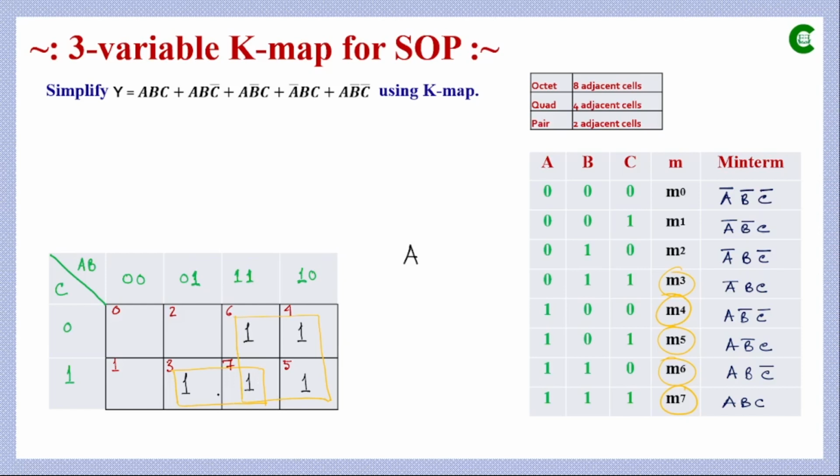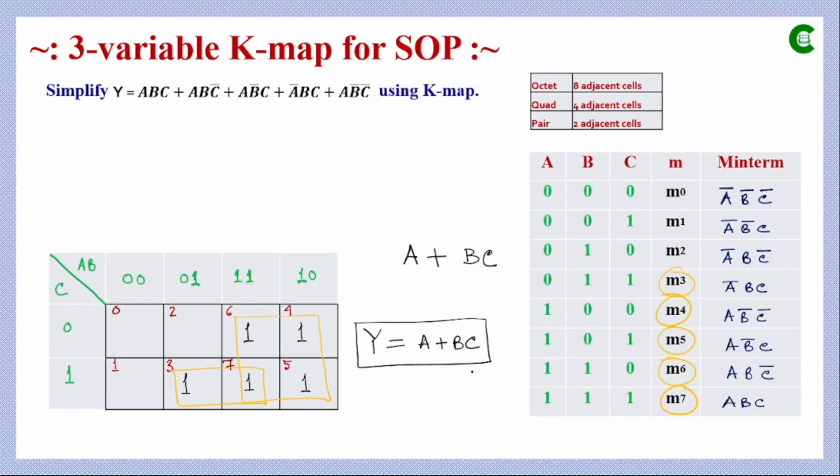Now we will go to this pair, and in this pair we can see that A is changing value from 0 to 1, so that variable will be eliminated, and B remains the same, and that value is 1, so it will be in its original value. And then the corresponding C value is also 1 for this pair, so with B we will have the variable C. So from this pair the final term is BC, and these 2 will be added. So for this Boolean expression, the most simplified form will be A plus BC.